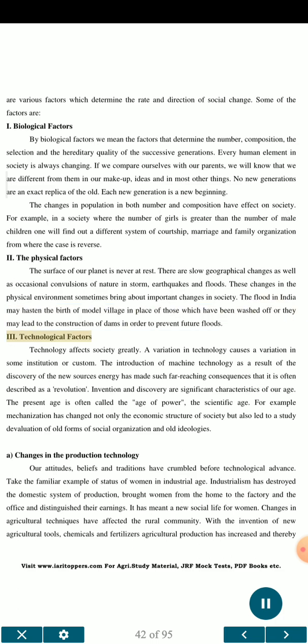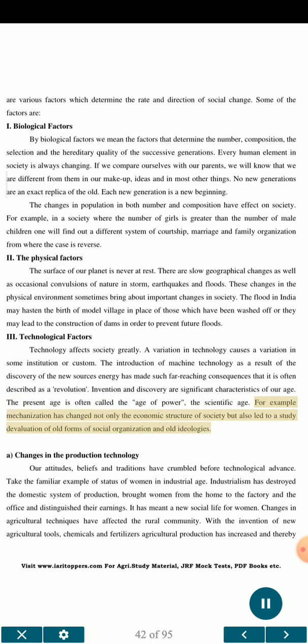3. Technological factors. Technology affects society greatly. A variation in technology causes a variation in some institution or custom. The introduction of machine technology as a result of the discovery of new sources of energy has had such far-reaching consequences that it is often described as a revolution. Invention and discovery are significant characteristics of our age. The present age is often called the age of power, the scientific age.